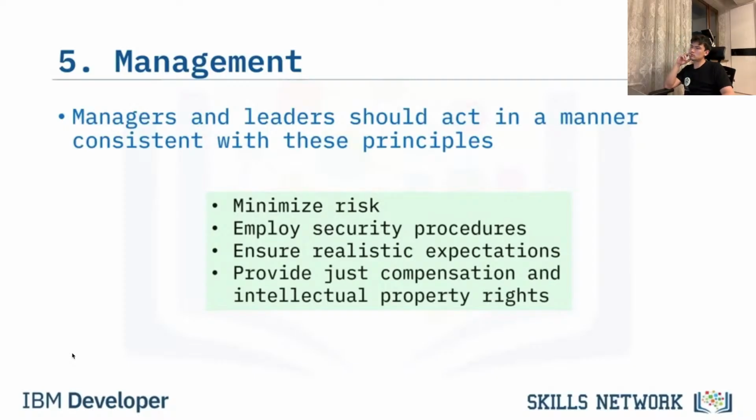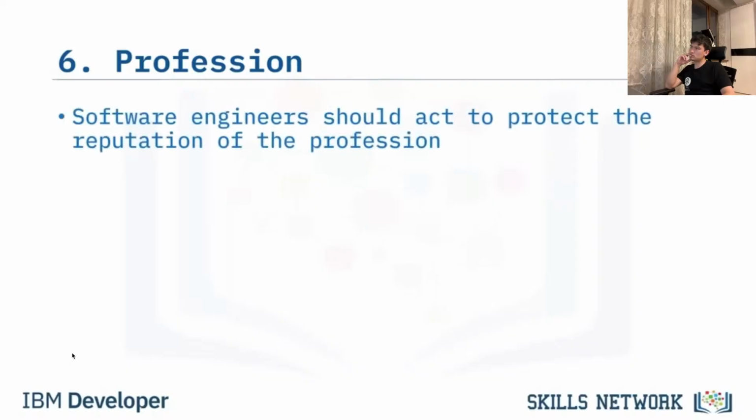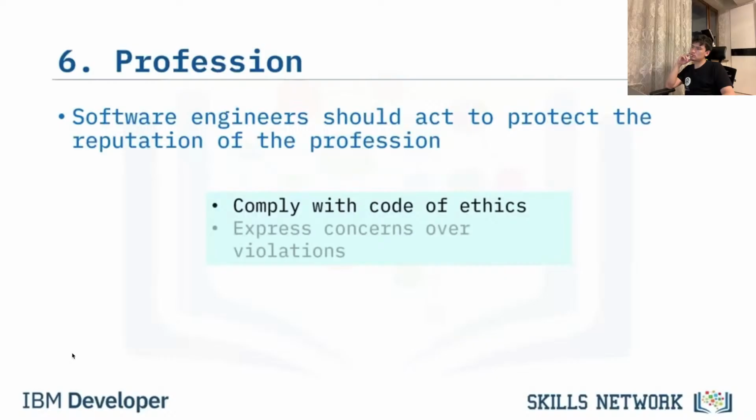The profession principle describes the duty of software engineers to protect the reputation of the profession by acting with integrity and not elevating themselves at the expense of others. Software engineers should let managers, employers, and clients know they intend to act in compliance with this code of ethics and express concern over violations of the code.